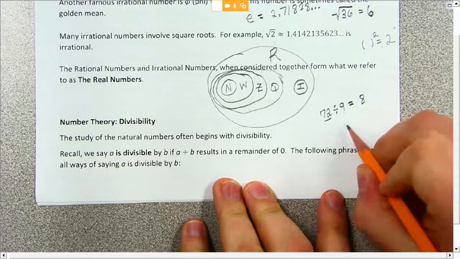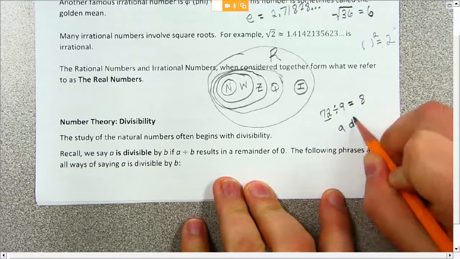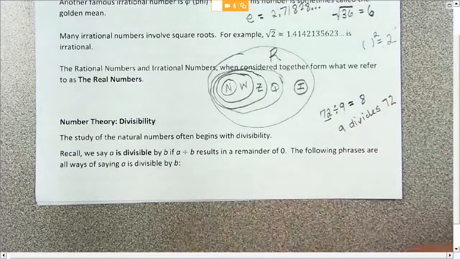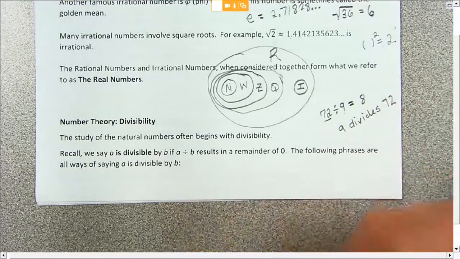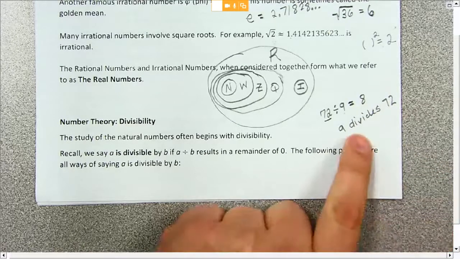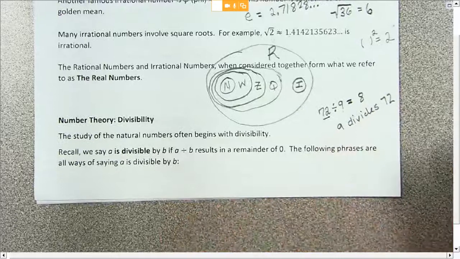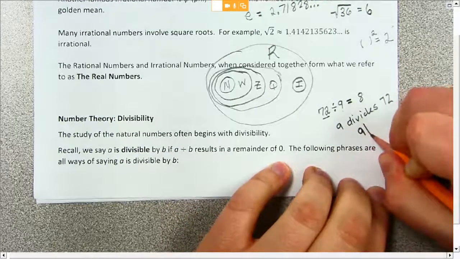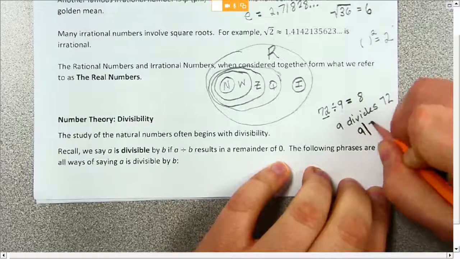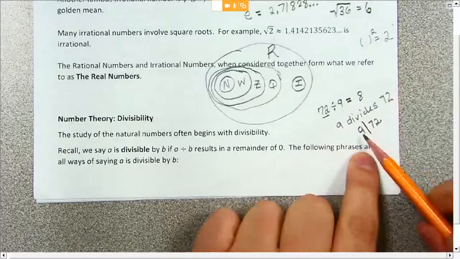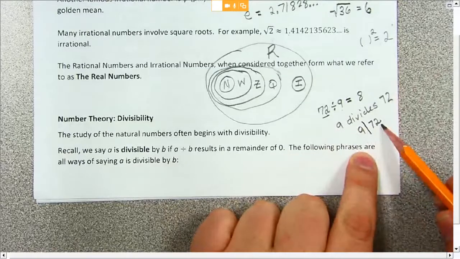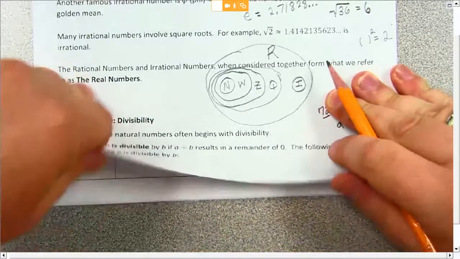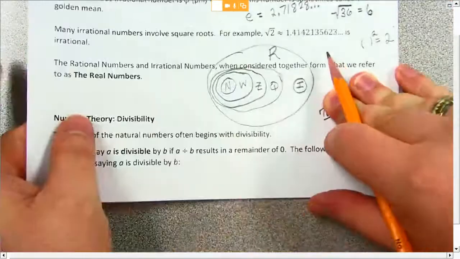Usually what we say is that 9 divides 72. And when we say divides, we mean it divides evenly, no remainder. So 9 divides 72. Furthermore, instead of writing "9 divides," we can use a vertical bar to mean divides. So 9 divides 72 means that 9 will go into 72 evenly. Is that okay?